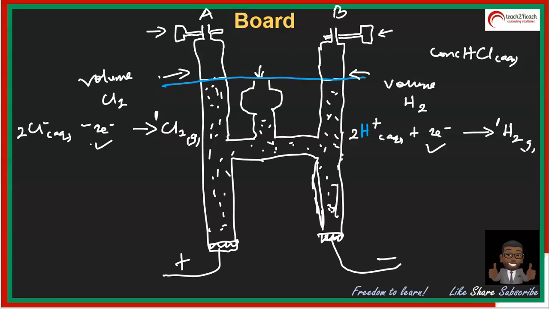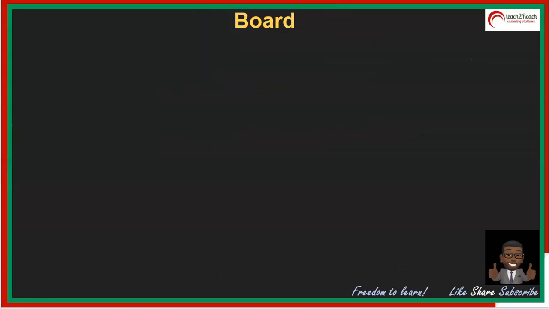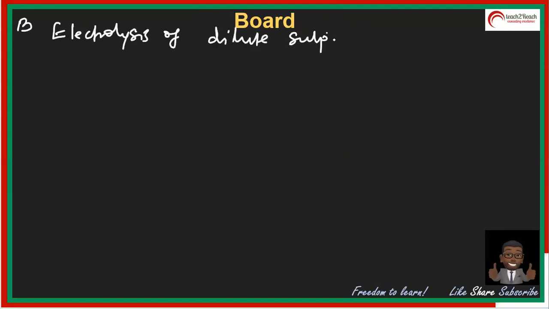Yes, sir. Okay. So let's now look at, that will be our B, electrolysis of dilute sulfuric acid. This is very key, very important. Dilute sulfuric acid. So the first step here will be splitting of ions. The ions will split.